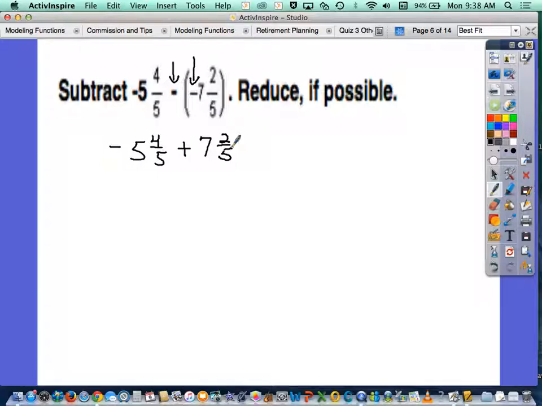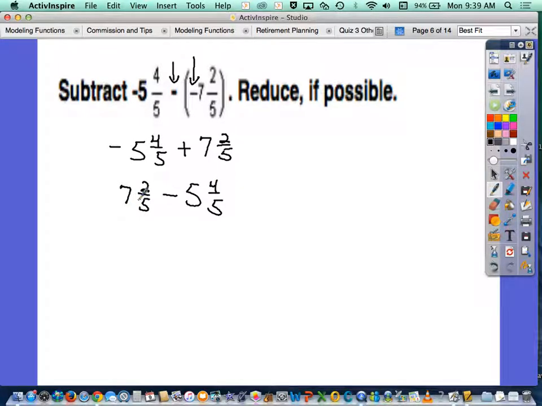So what do you do when you're adding and the signs are different? Well, you subtract. Right? So you got to do 7 2/5 minus 5 4/5. Do we need to rename, borrow, regroup? Yes. Why are you saying yes? Because the numerator in the 7 2/5 is smaller than 4. 2 minus 4, can't do it in the whole number world.